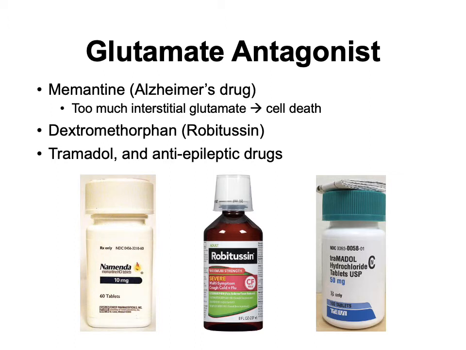Then you have dextromethorphan. We talked about that also with acetylcholine, and it is found in a lot of cold and cough medicines over the counter. Another popular drug is tramadol. It's a synthetic opiate, and it's used for pain management, and anti-epileptic drugs. All of these will act as glutamate antagonists, either blocking a receptor or inhibiting its release or reuptake.